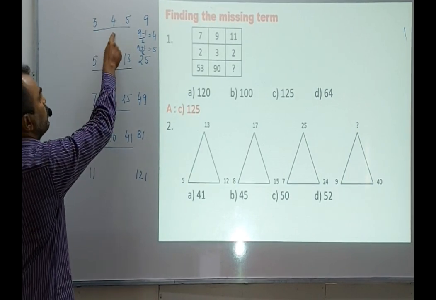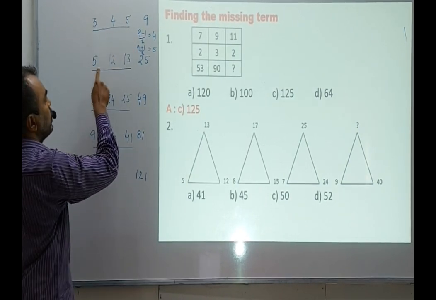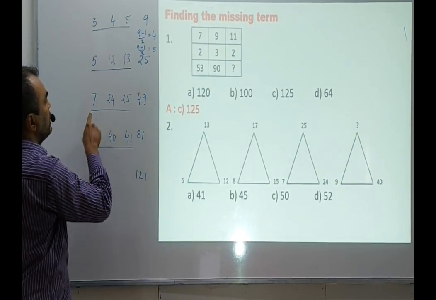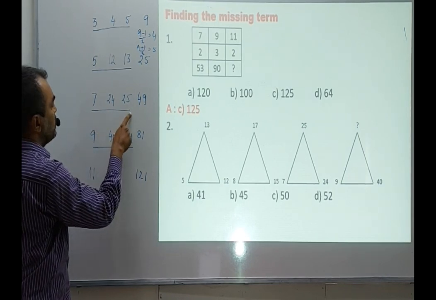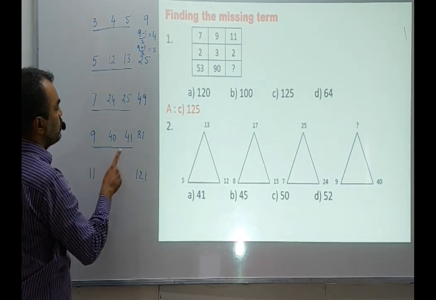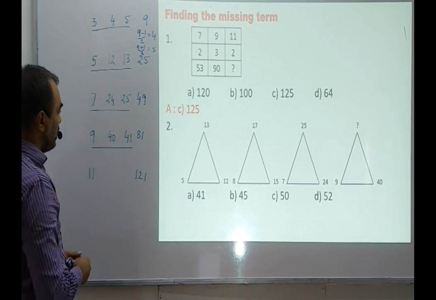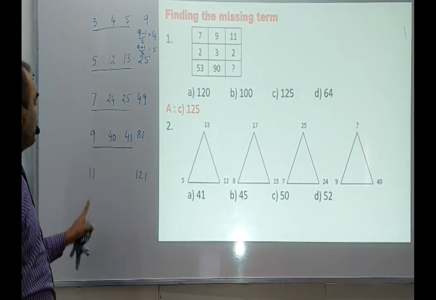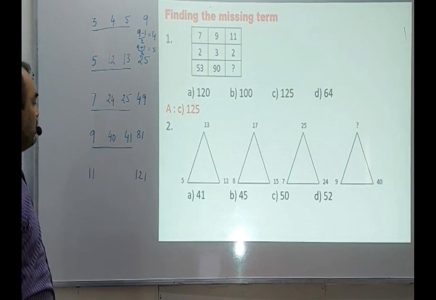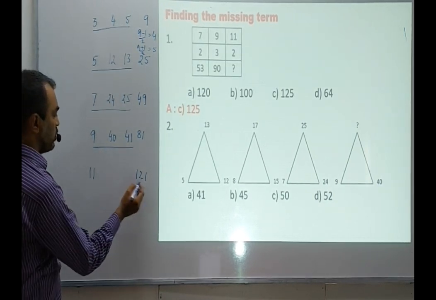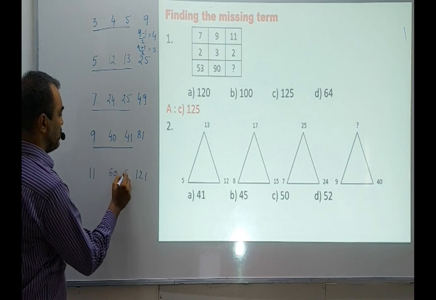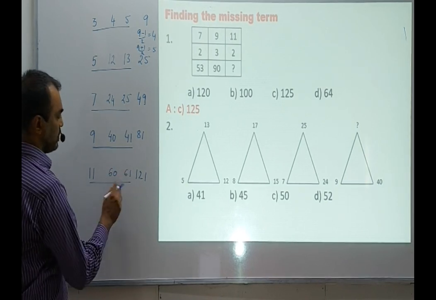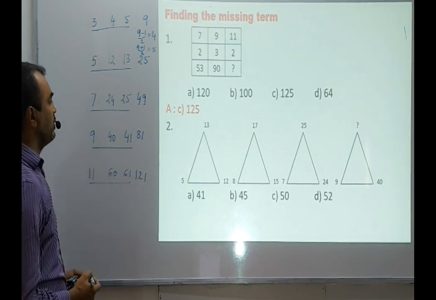So 3 square plus 4 square gives 5 square, 5 square plus 12 square gives 13 square, 7 square plus 24 square gives 25 square, 9 square plus 40 square gives 41 square. And can you do the last one now? I'll wait for you. I'll give you 2 seconds to find the triplet of this 11. The answer will be, it's 121. So 60 and 61. 60 plus 61 is 121.